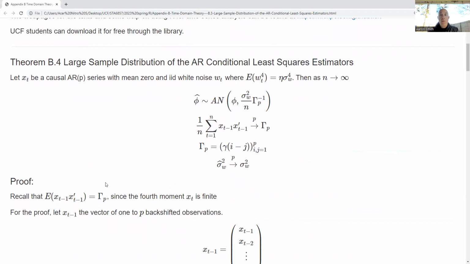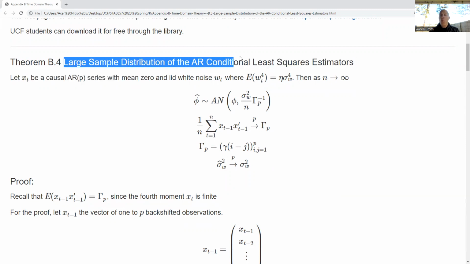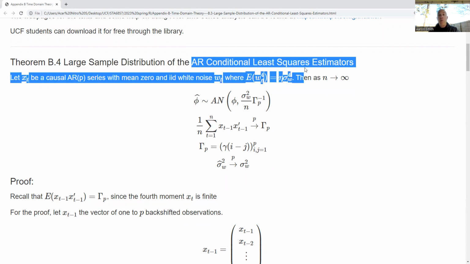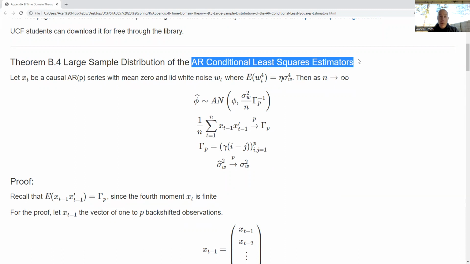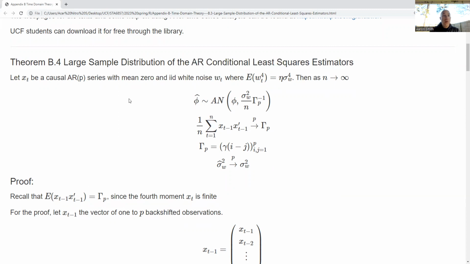Here is what we want to prove using proofs in mathematics. All right, so here is the theorem for the large sample distribution of autoregressive conditional least squares estimators. When I say autoregressive conditional least squares estimators, this is one way of estimating the parameters in an autoregressive model. So let's say that this is the autoregressive process, the theoretical time series that we want to understand. And this is where our data is coming from. We see output of this process in real life.